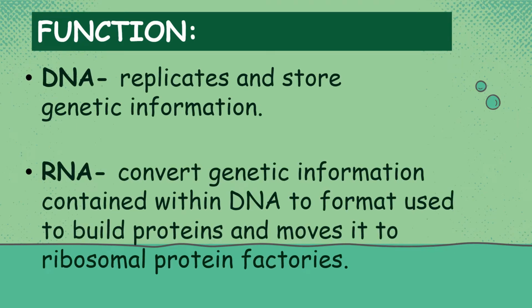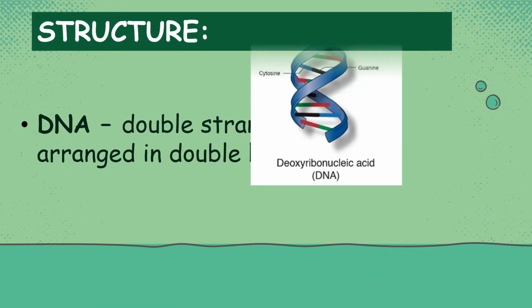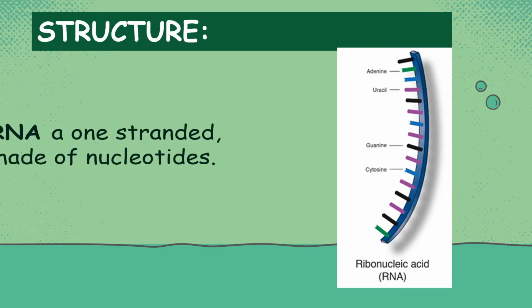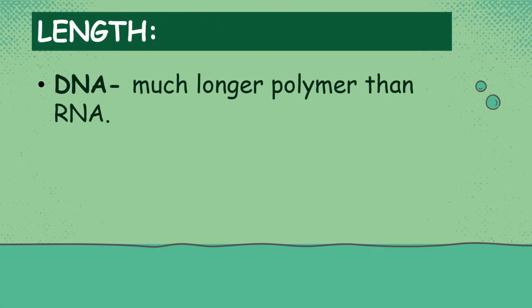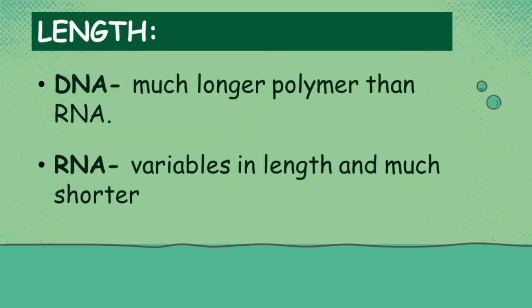Function. DNA replicates and stores genetic information, while RNA converts genetic information contained within DNA to a format used to build proteins and moves it to ribosomal protein factories. Structure. DNA has a double strand arranged in a double helix, while RNA is one-stranded, made of nucleotides. In length, DNA is a much longer polymer than RNA, and RNA, variable in length, is much shorter.